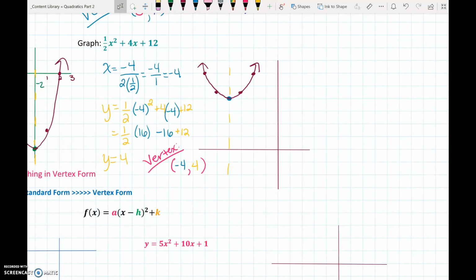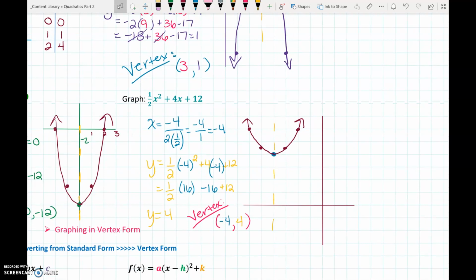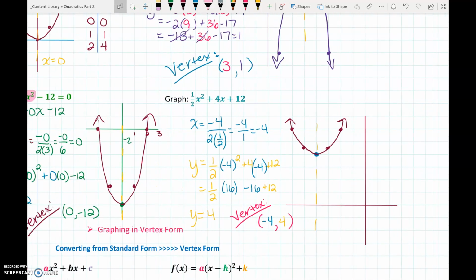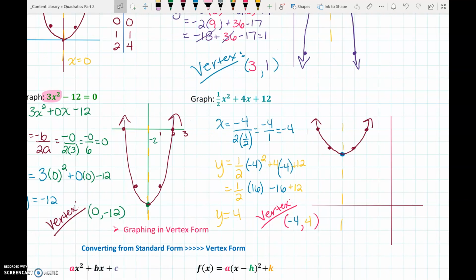Hopefully when you come to check your graph, you notice some differences between this graph and the 3x squared minus 12 graph that we did before. Notice how much wider our graph is. That's all with that A term. Remember, A not only tells us the direction, whether we're smiling or frowning, but it also tells us the width, whether we have a wider parabola or a narrower parabola.